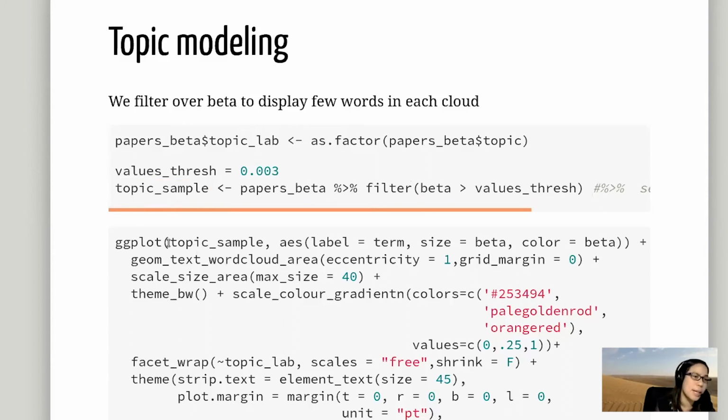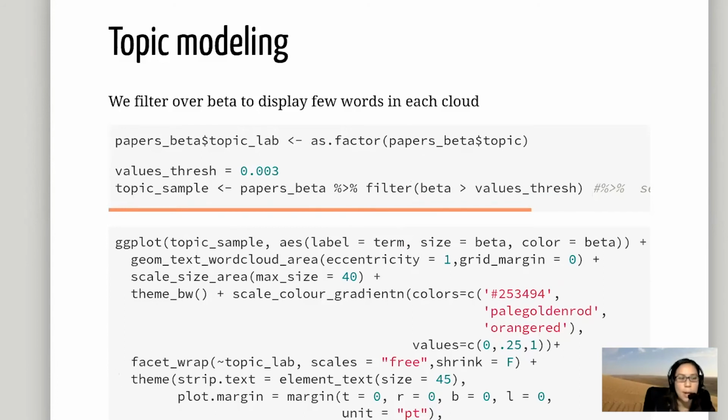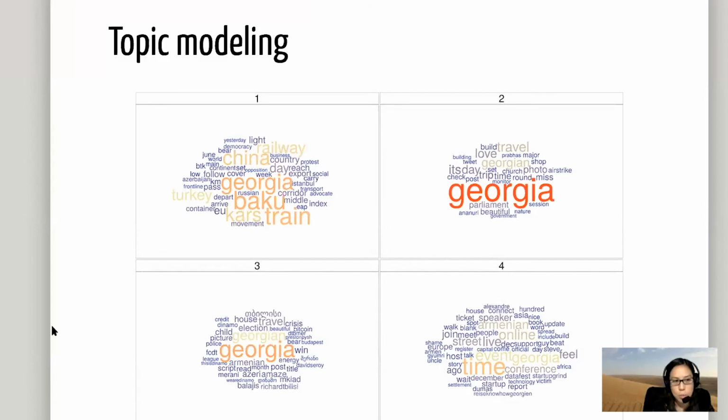We use the function ggplot again. So from topic sample, we want to use the labels. Those are going to be from the column term. The size of the words is going to be proportional to beta, and the color as well. We use again the geom_text_wordcloud_area function, eccentricity around 1, and all the aesthetic parameters that I talked about before. And then here we use the function facet_wrap around topic lab, which means I want 1 plot per topic. So we use all that and we get this word cloud. We have, again, the 4 topics that were modeled with an LDA.